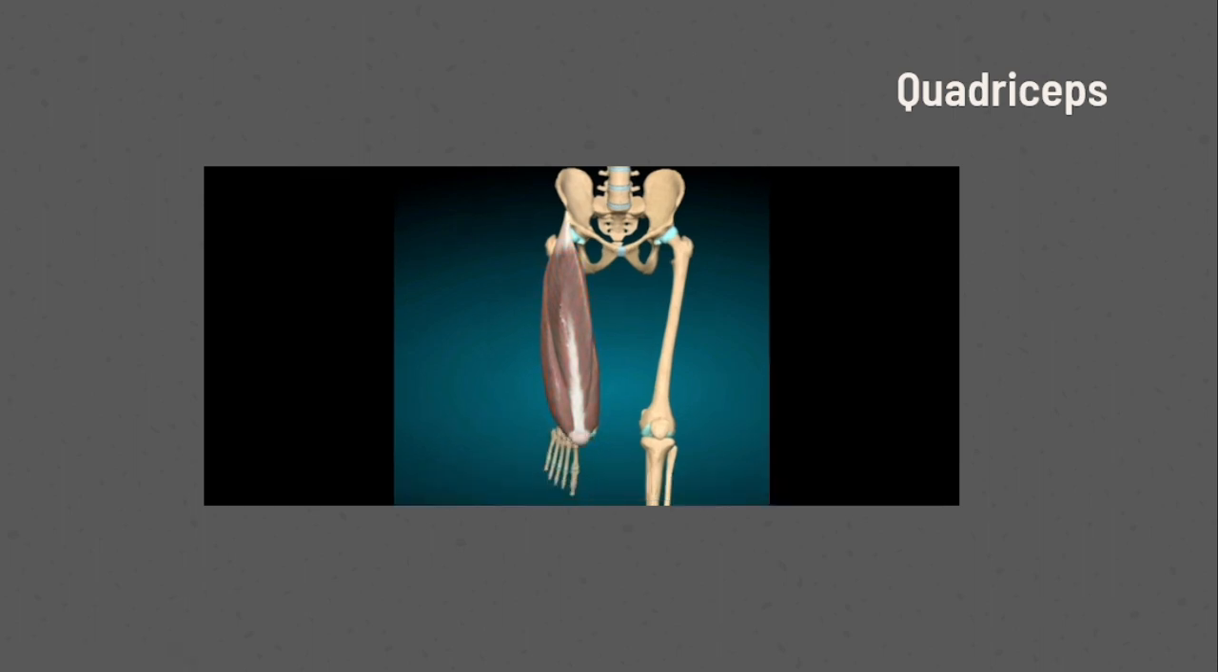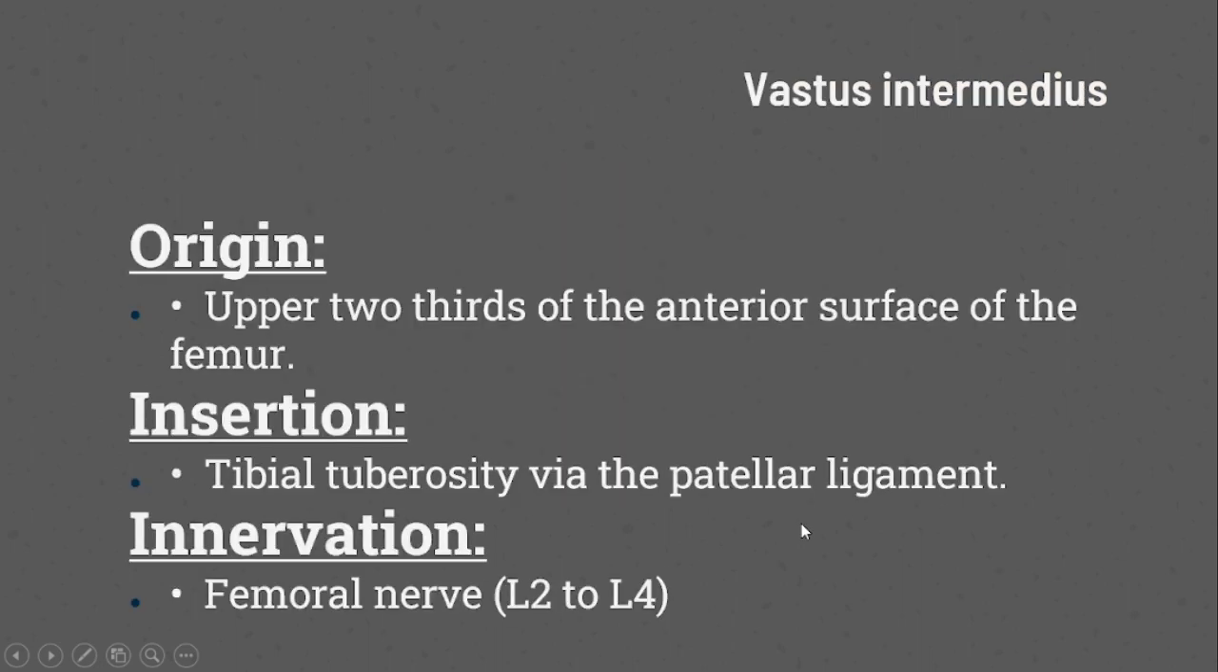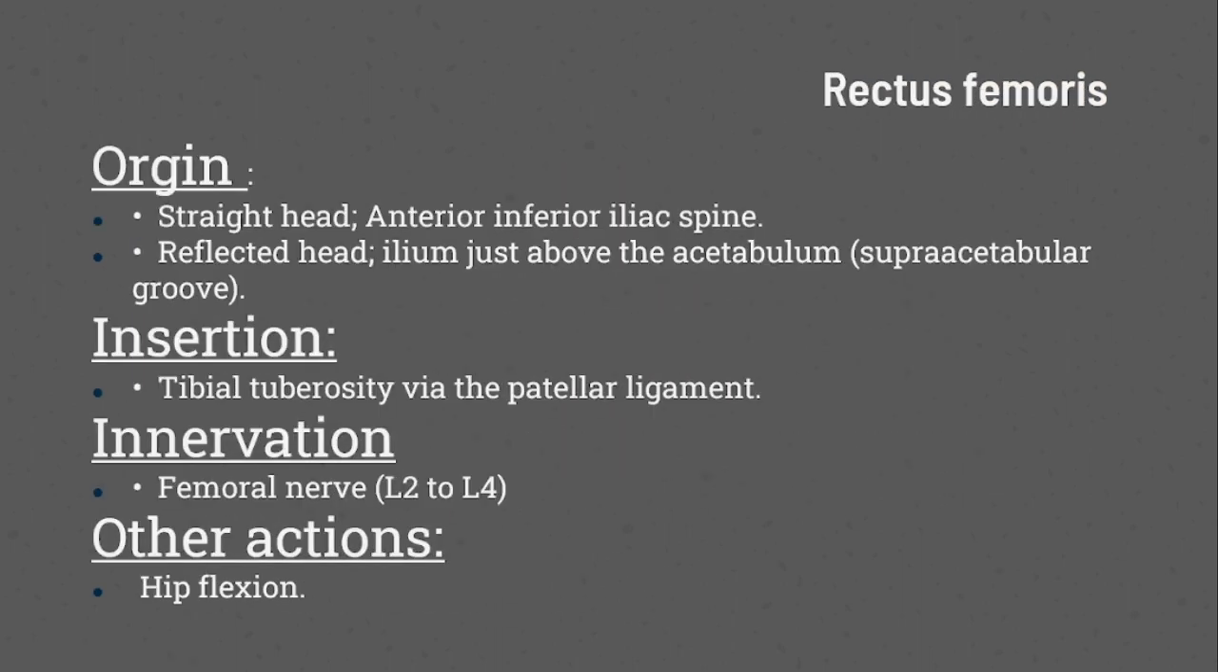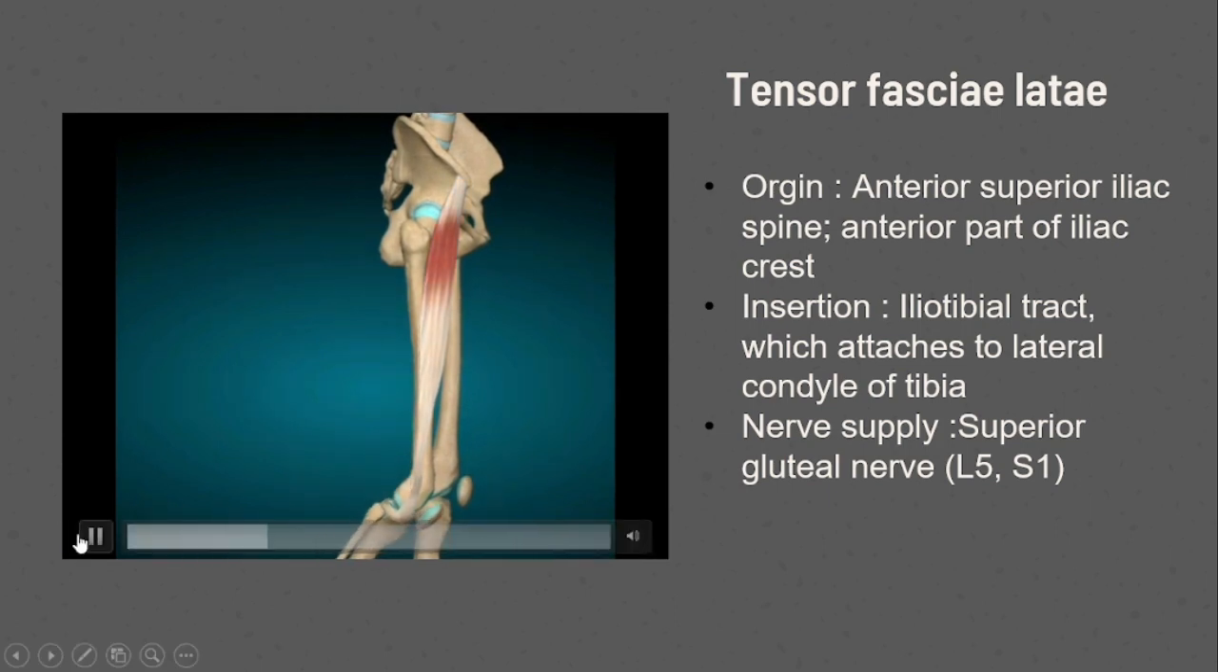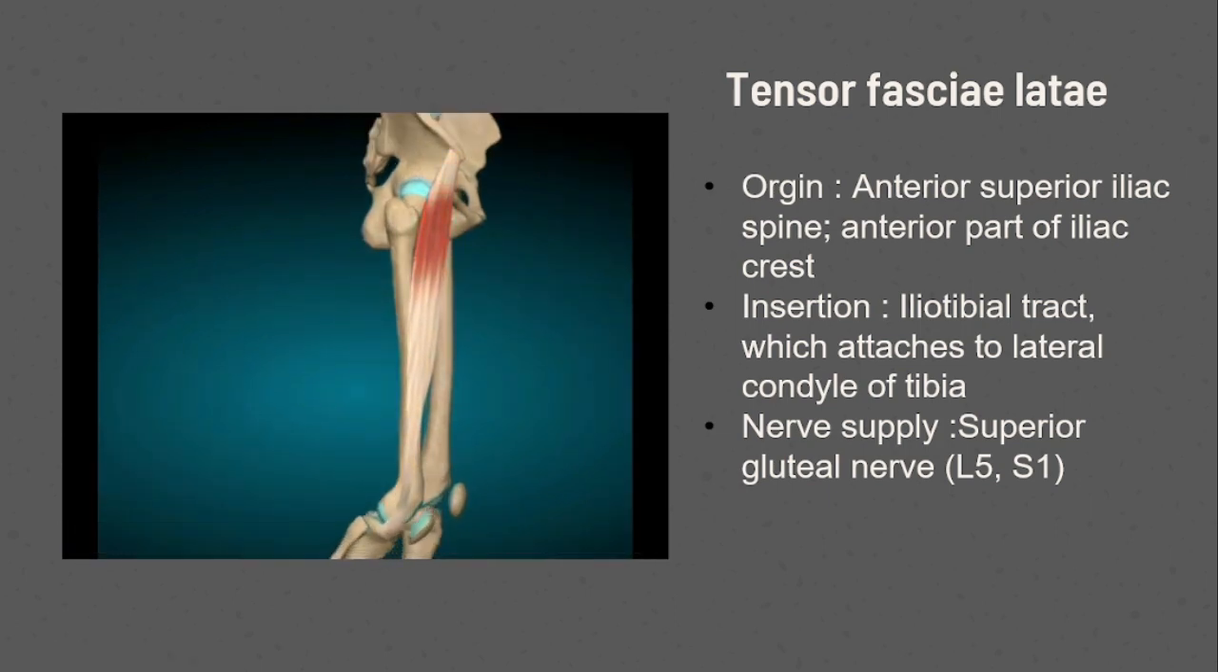The rectus femoris is the only muscle of them that acts on both the hip and the knee. Another muscle which assists in knee extension is the tensor fasciae latae.